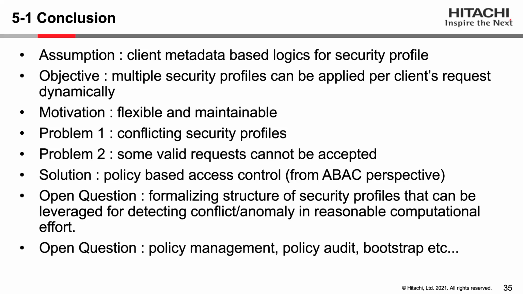And I expected that the existing ABAC research papers could resolve one of these problems, but however, I've not yet found an appropriate solution. Therefore, there is one open question for resolving and detecting anomaly and conflict among several security profiles that might be applied at once against a client's request. And also, there are other open questions. If we try to apply the ABAC-based security profile model in commercial services, there are other points that need to be considered. For example, policy management, policy audit, bootstrapping, and so on.